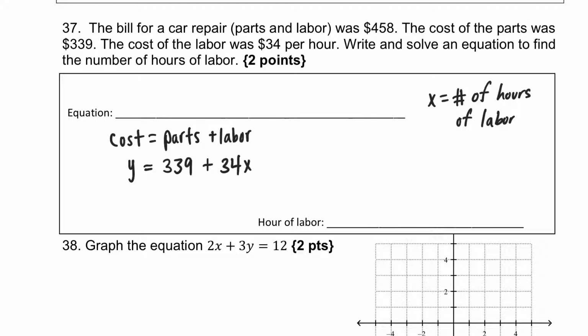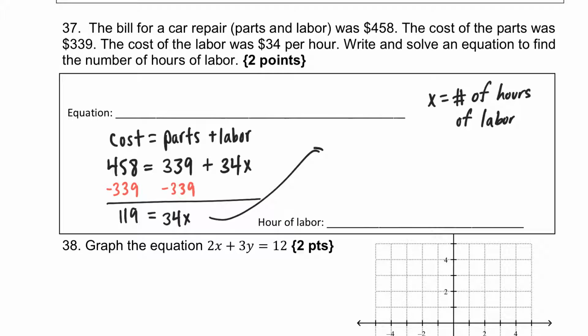And then we're just going to solve this for X. And we shouldn't actually put a Y in here. Sorry, that's kind of silly. Instead of Y, we actually know what the cost was. We know the cost was $458. So we're just going to solve this for X. To do that, I would subtract 339 from both sides. When you do that, hold on, I need a calculator, sorry. 458 minus 339 would be 119. So 119 is equal to 34X.